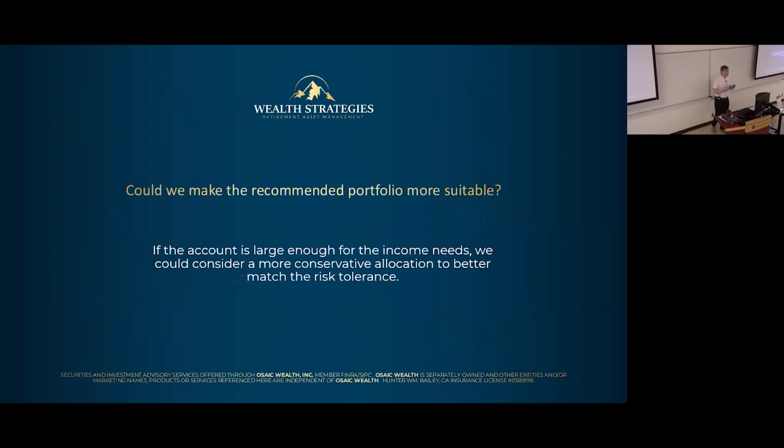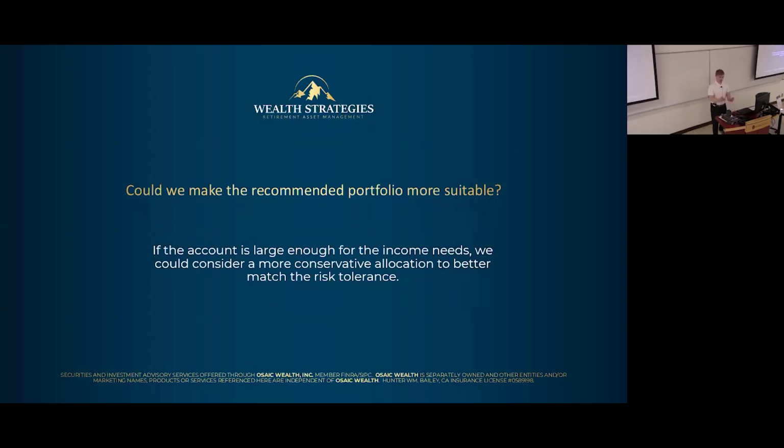So can we make our recommended portfolio a little bit more suitable? Sure, we probably can. If the account's large enough for the income needs, we could consider a more conservative allocation. Like you mentioned, a 20-80. It's possible the portfolio could be big enough to support that, and that we're only worried about a little bit of growth for the kids, and there's more than enough money there, and we just generate tons of income. For this super basic circumstance, yes.